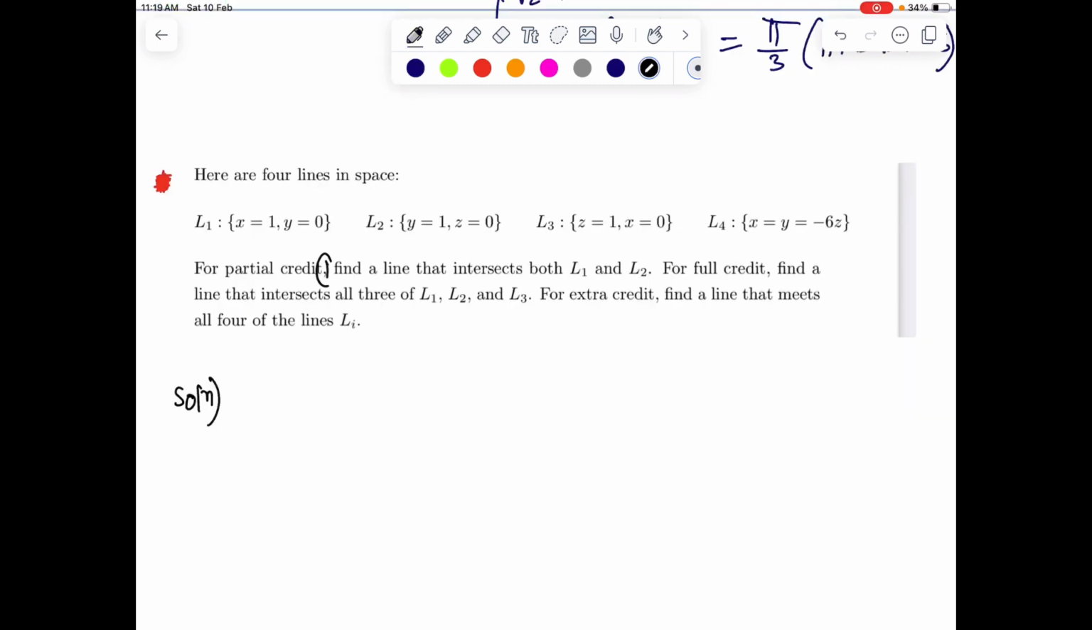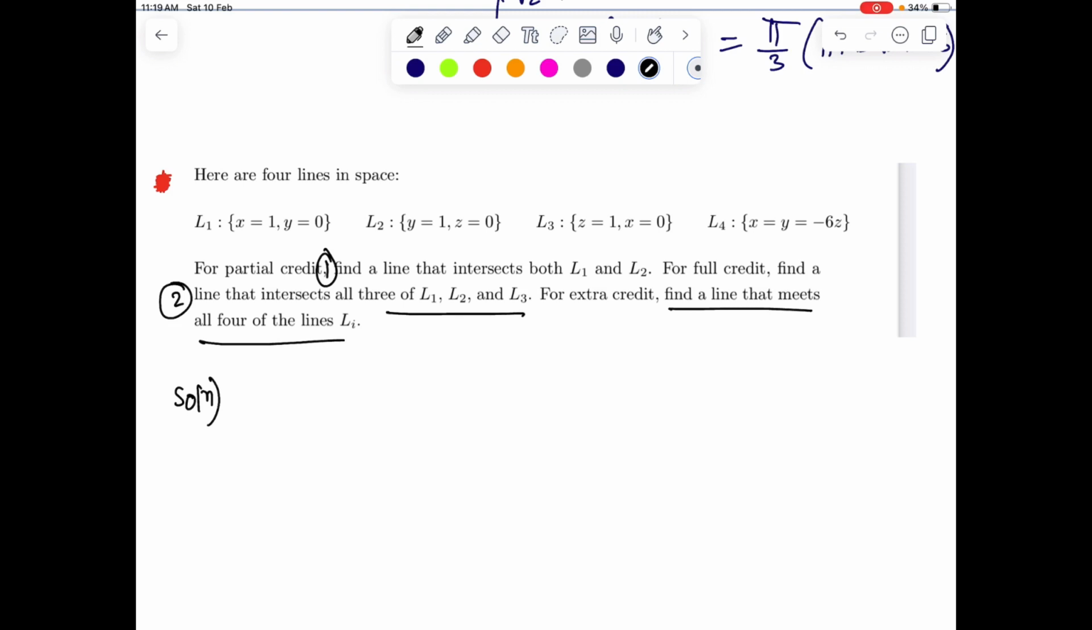Let's move to the next question, and here is an interesting question again. We have 4 lines in the space. The first part is we need to find a line that intersects both L1 and L2. The second part is to find a line that intersects L1, L2, L3. And the third one is to find a line that intersects all the 4 lines.